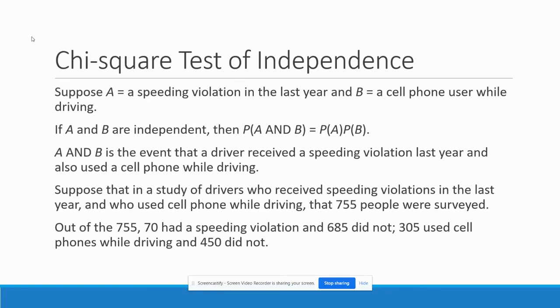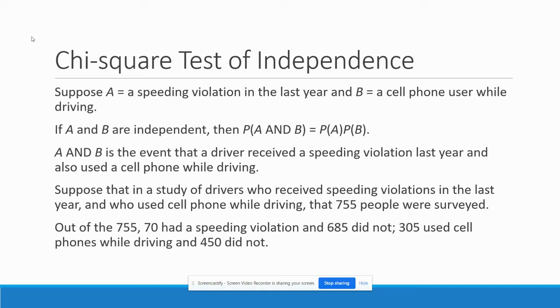So suppose factor A, so this is a variable, is a speeding violation in the last year, and B, another variable, is cell phone use while driving. So this is what I'm looking at. Event A is that the person had a speeding violation. Event B is they used a cell phone while driving.